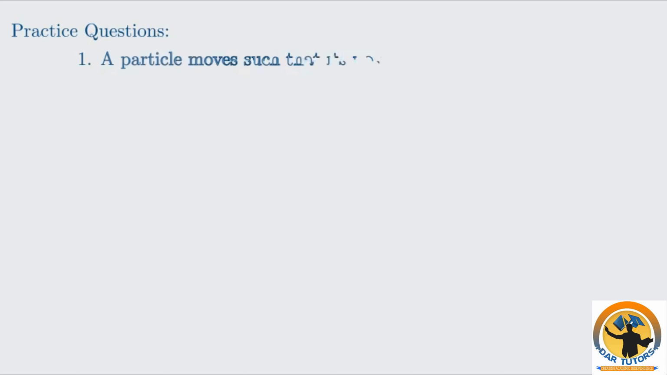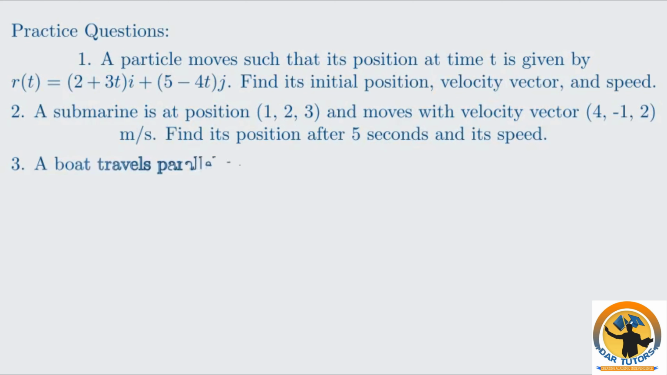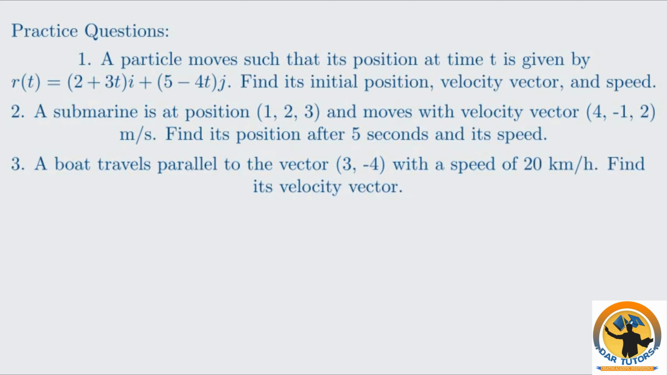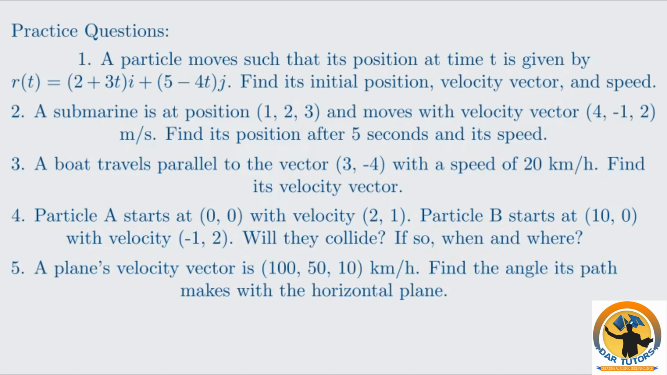To solidify your understanding, here are 5 practice questions in the style of IB assessments. Pause the video, work through them, and then resume to see the fully worked solutions. Here are the questions. Question 1 is a 2D problem. Question 2 is a 3D problem. Question 3 involves finding a velocity vector from a direction and speed. Question 4 is a collision problem. And question 5 asks for the angle of travel. Take your time to solve these. When you're ready, let's look at the solutions.